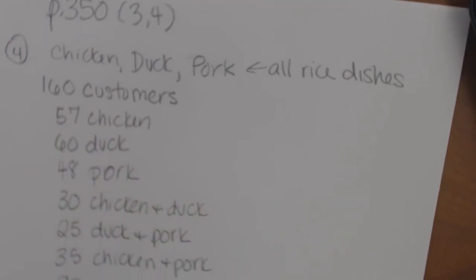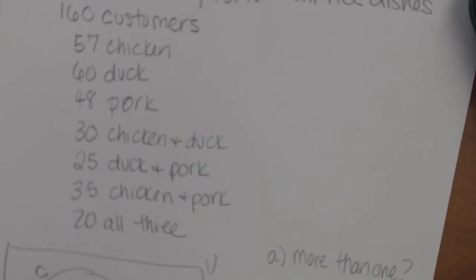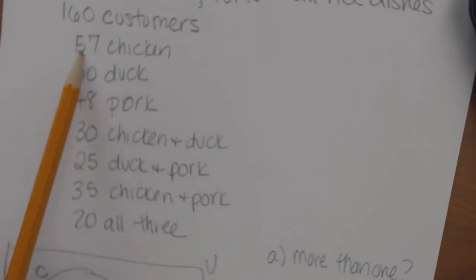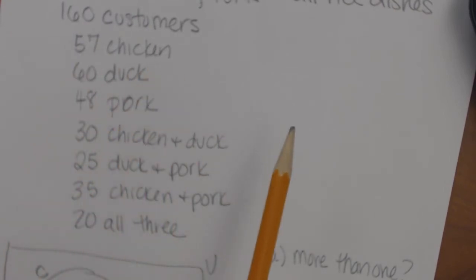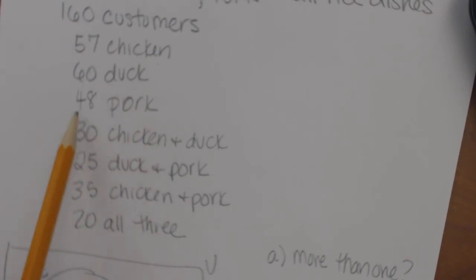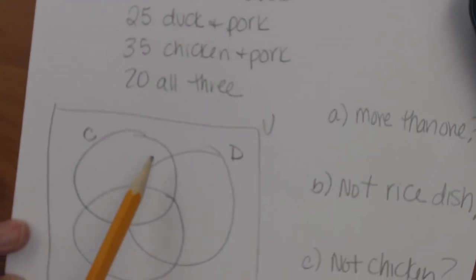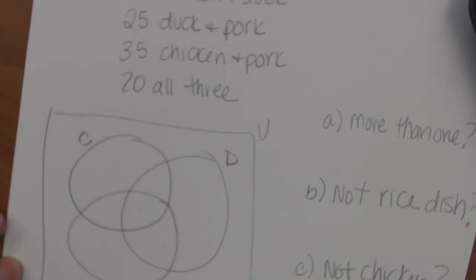160 customers, and here is all the people, what they ordered. So 57 ordered the chicken, and that's chicken rice, of course. 60 ordered the duck, 48 ordered the pork. So those are those big circles. So this chicken circle is going to have 57. So all these little parts in here are going to add to 57. Here's the duck circle. All these little parts are going to add to 60. Here's the pork circle. All these little parts are going to add to 48.